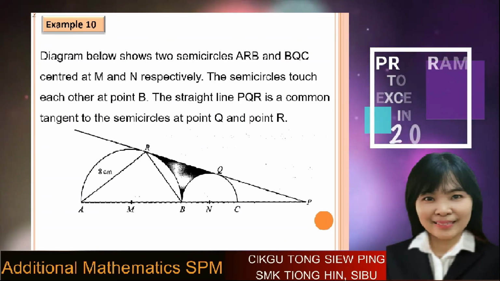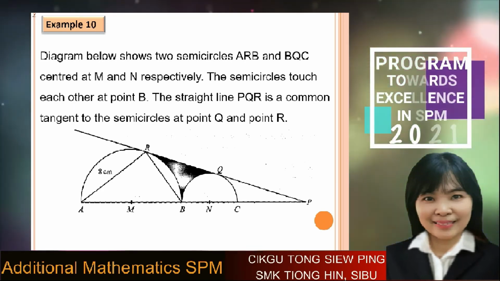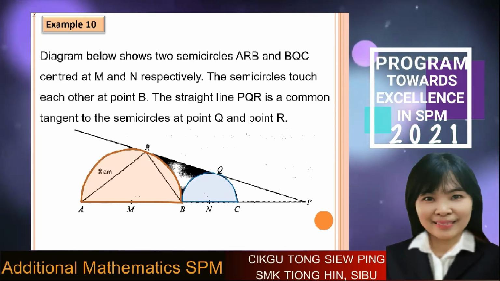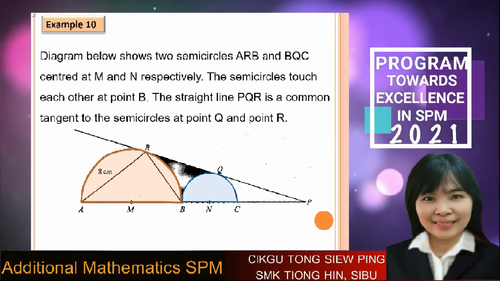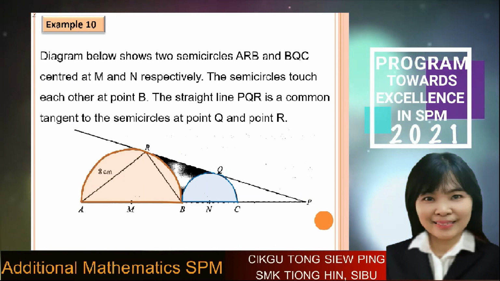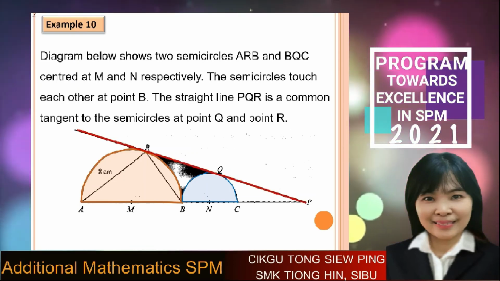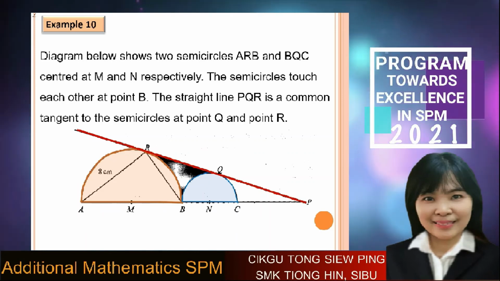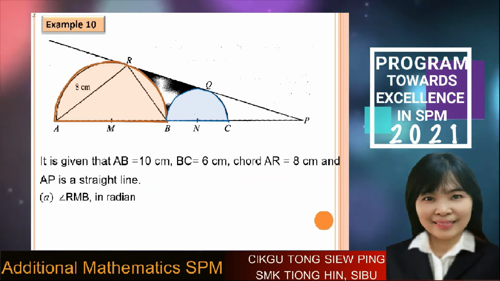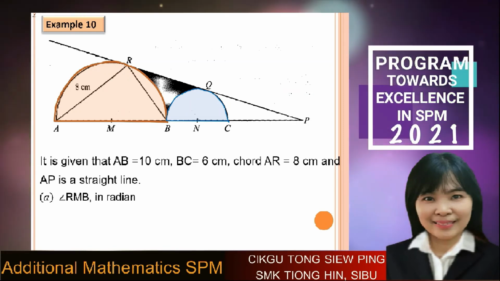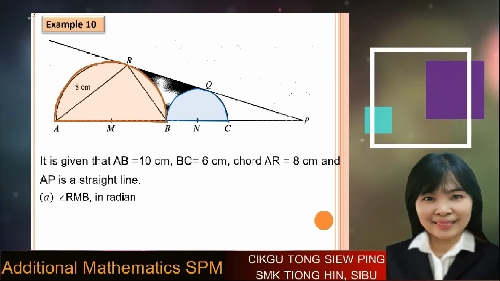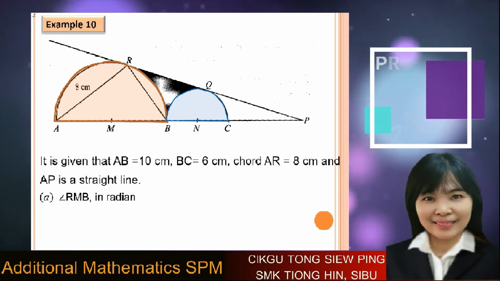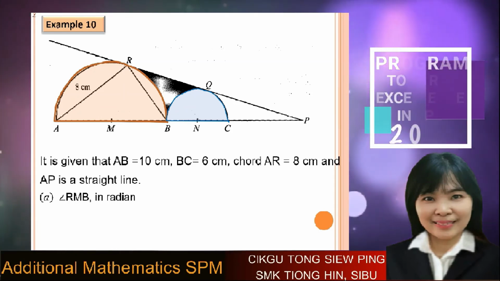Let's look at example 10. The diagram below shows two semicircles ARB and BQC, with centers at M and N respectively. The semicircles touch each other at point B. The straight line PQR is a common tangent to the semicircles at points Q and R. It's given that AB is equal to 10 cm, BC is equal to 6 cm, chord AR is 8 cm, and APB is a straight line. Find the angle RMB in radians, that is this angle.